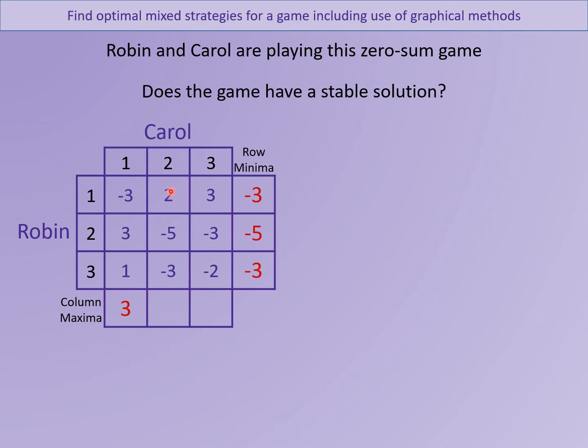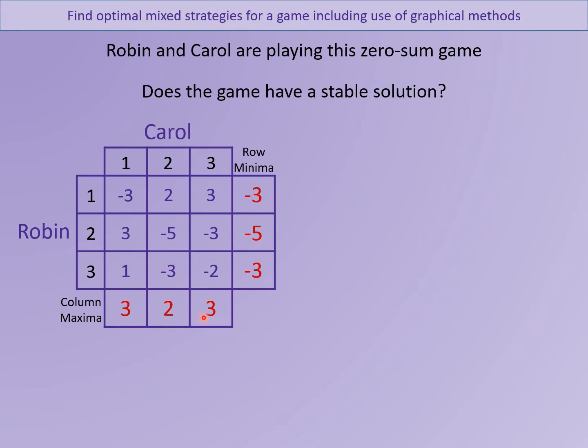What about this one then? Carol plays strategy 2. She could lose 2, win 5, win 3. Losing 2 is the worst, so that's why we put the number 2 in, because that's the maximum out of those. And in this case, number 3 is the maximum. So we have the worst case scenarios for Carol. She could lose 3, lose 2, or lose 3.